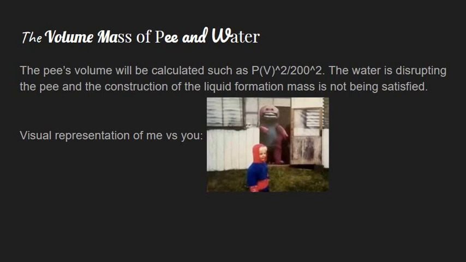The volume mass of pee in water. The pee's volume would be calculated as PV squared divided by 200 squared. The water is distributing the pee, and the construction of the liquid formation mass was not being satisfied.